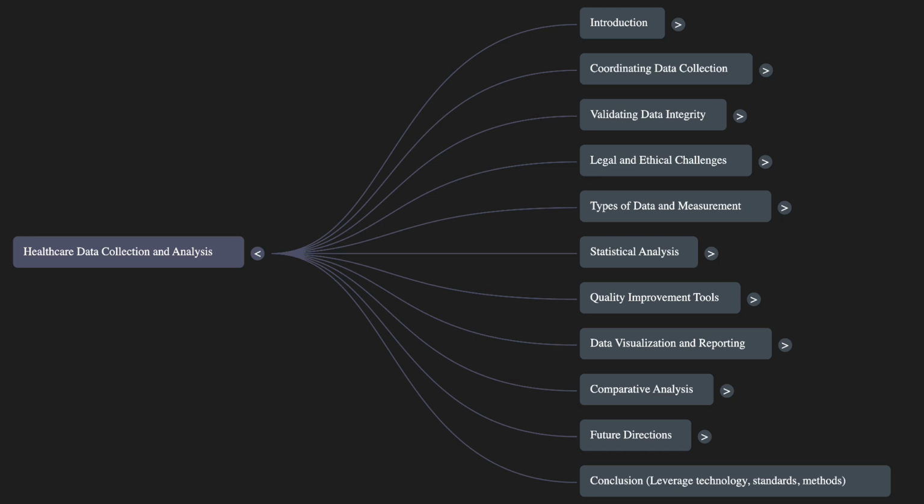Okay, so wrapping this all up, our deep dive today really underscores that systematic data practices aren't just a nice-to-have in healthcare anymore. They're fundamental. Couldn't agree more. From careful collection and rigorous validation, through insightful analysis using statistics and QI tools, to clear visualization and comparison, it's the bedrock of improvement. And understanding these concepts, even at a high level, really empowers everyone involved, clinicians, managers, researchers, even patients, to make better, more informed decisions. Which ultimately leads to what we all want: safer, higher quality, more efficient care. Exactly.